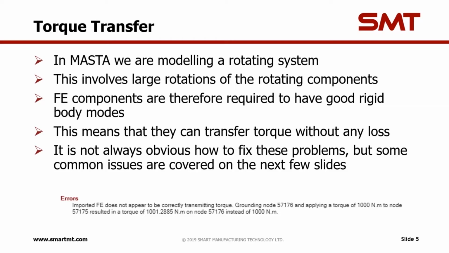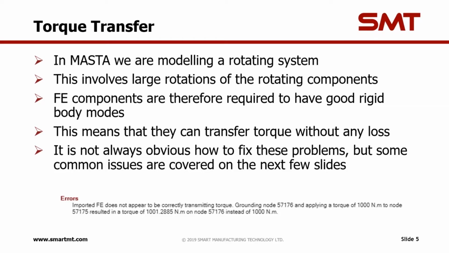Your transmission in MASTA that you're modeling is a rotating system. A lot of FE is just things that are not spinning around. They're just sitting there and deflecting, deforming under load. But we're trying to model things spinning around and transmitting torque. So this tends to involve quite big rotations of the components. When we clamp the output and apply some load to the input, due to the clearances and backlash in the system, it all tends to turn around quite a large amount, particularly if you've got some big long prop shaft or axle in your design.